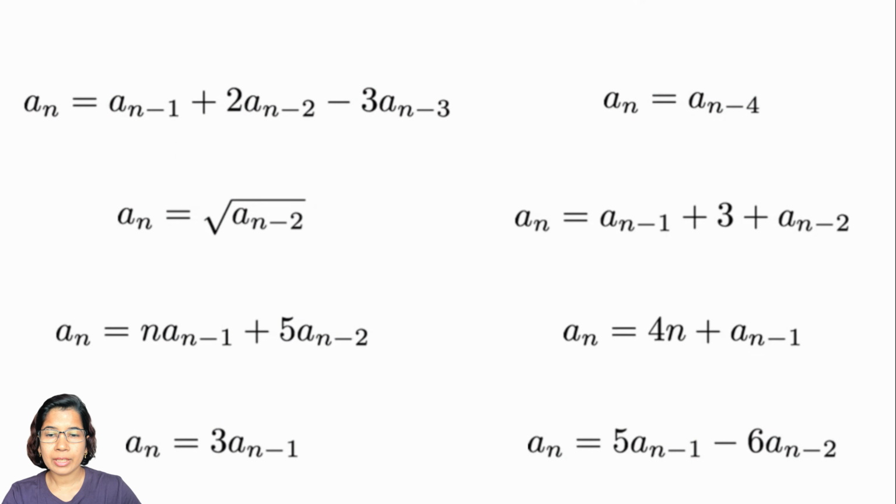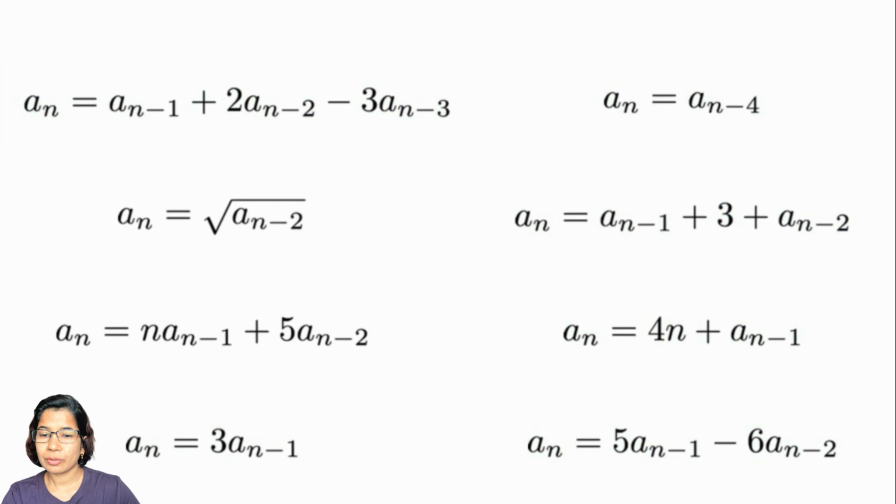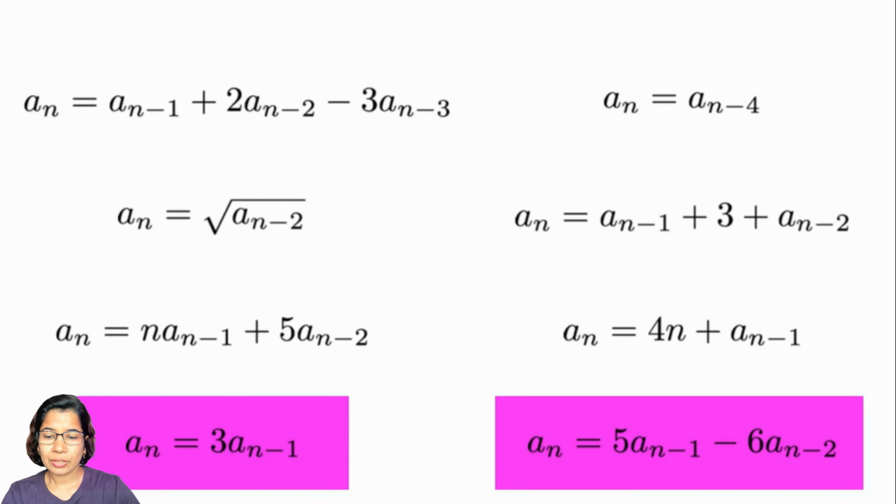Next we will see which recurrence relations are linear. So here these recurrence relations are linear. a_n equals the root of a_{n-2} is not linear due to this root, and here this is multiplied by n, so it is not linear. Except these two all are linear. Now from this we found that these two recurrence relations are homogeneous, linear and having degree 1 or 2.